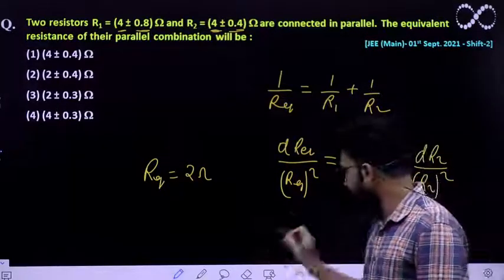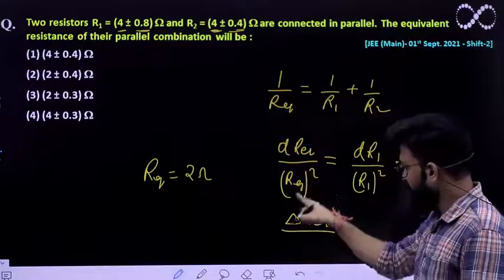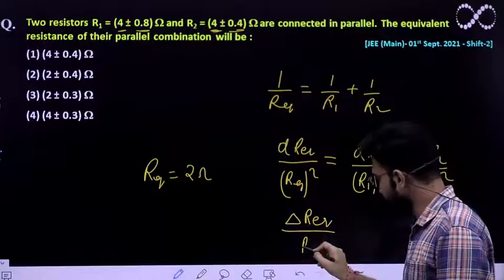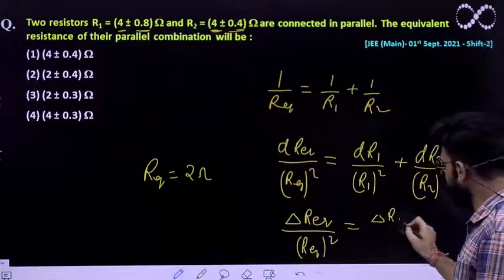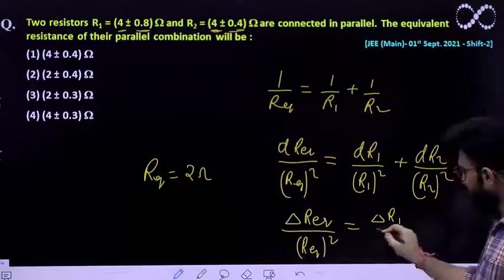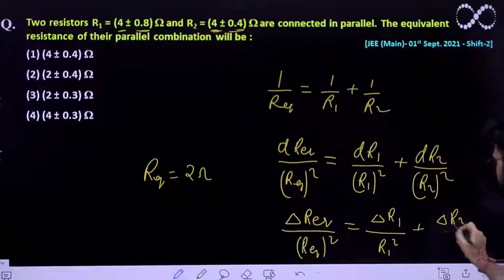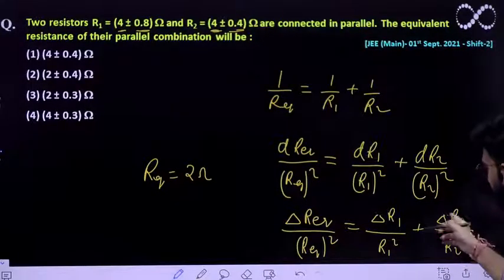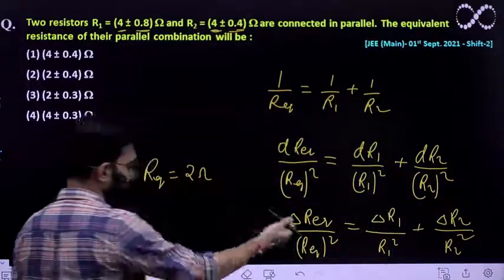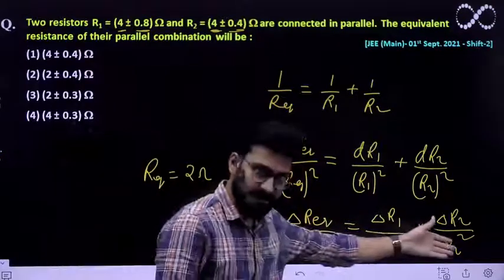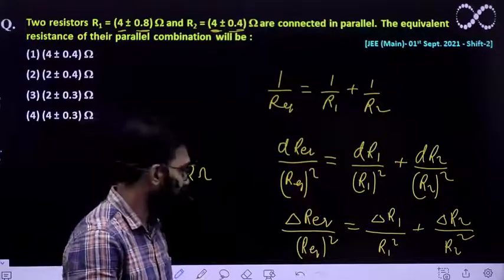In terms of error it can be written as delta R equivalent. So this is the error in the equivalent resistance that you need to find out. Here, delta R equivalent divided by R equivalent whole square must be equal to delta R1, which is the error in the R1 resistor, plus delta R2, which is the error in the second resistor. Now all the values we already know, and you have to put the values in this expression, and eventually you'll get delta R equivalent, that is the error in the equivalent resistance.